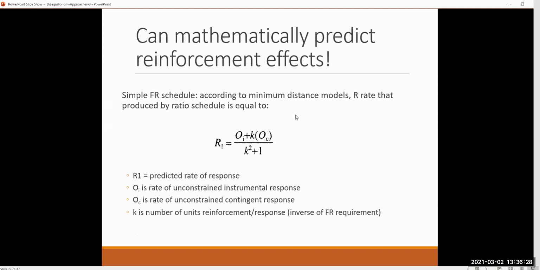We can determine how much I need to disrupt according to this minimum bliss point model, where R, the response rate produced by the ratio schedule, is equal to the predicted rate of reinforcement, or the predicted rate of reinforcement is going to equal the OI, or the rate of unconstrained instrumental response, plus K times OC, or the contingent response in baseline, divided by K squared plus 1, where K is the number of units of reinforcement or response, and is typically the inverse of the FR requirement. Okay? Just believe me, this is true.